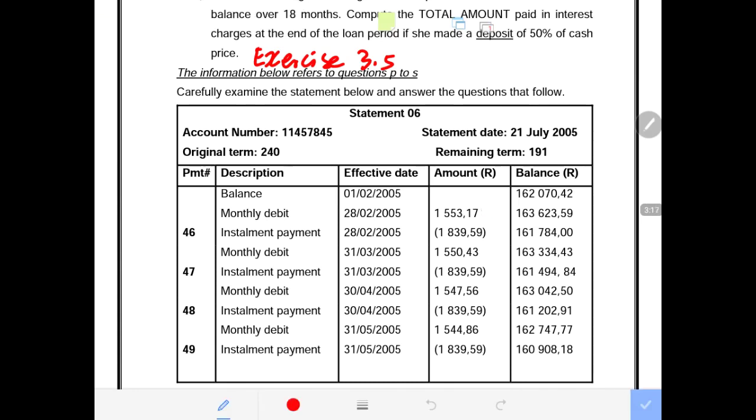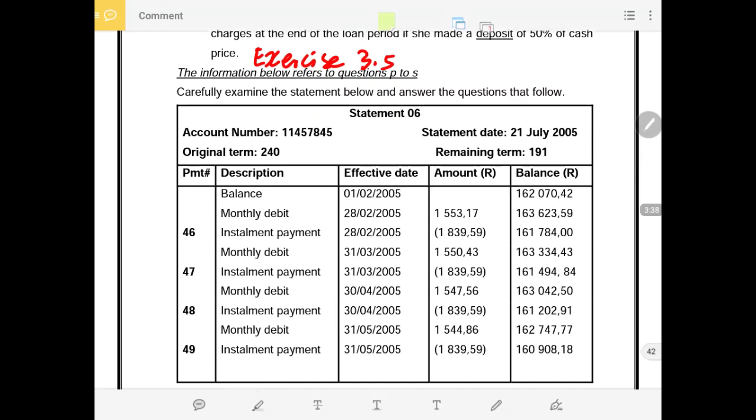So you can see that the interest was 1,553. Now in the third month, it is 1,550, 1,547, 1,544. So we can see that the interest is decreasing month by month as the years go by. So now we have simply analyzed that, but let us now test this interest.